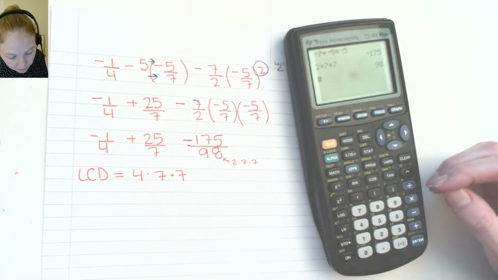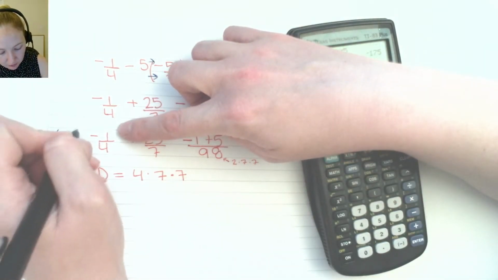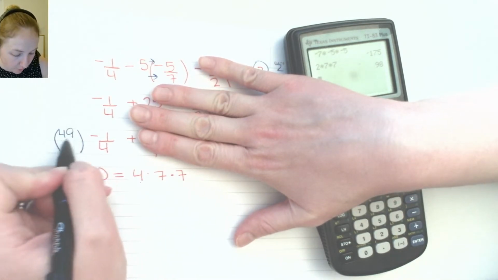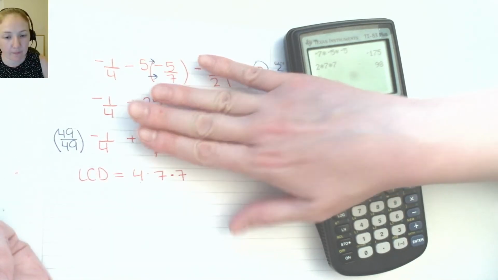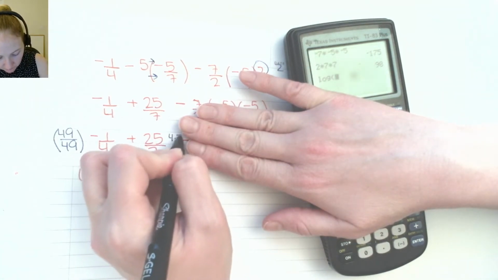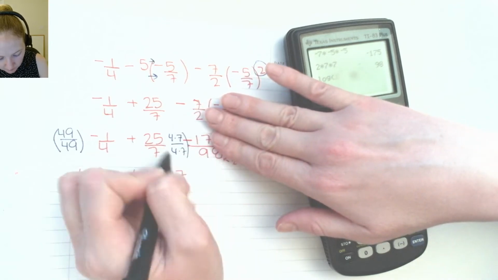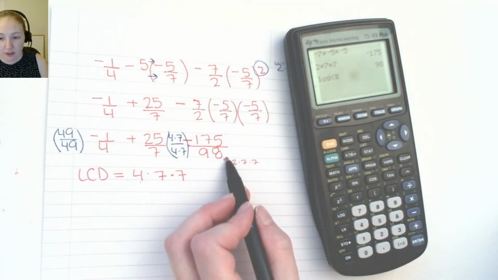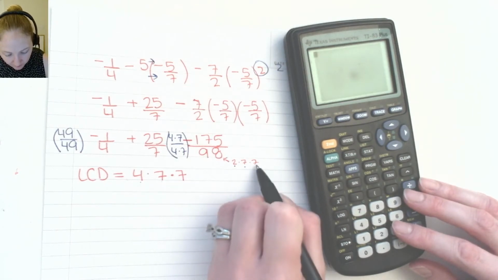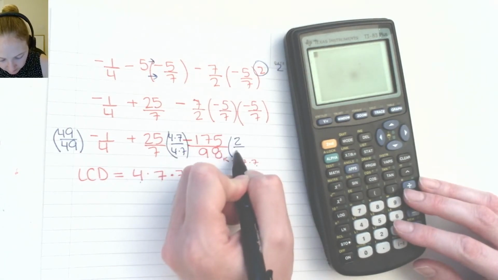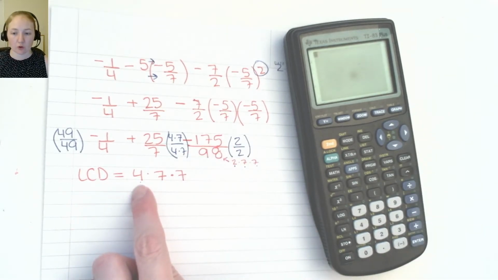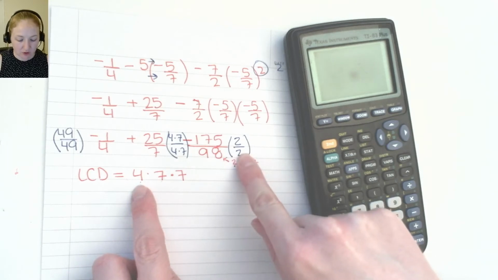So what you would do is you would have this first fraction, you would multiply by, you would say, okay, it has the 4, so it needs the 49/49. And then the second fraction, you would say it has a 7, so it needs a 4 and a 7. And then the third fraction, you would say, okay, I have a 2, I have a 7, I have a 7. I would just need another 2 to get the 4 total, right? Because I would have a 2 times 2 to get that 4.